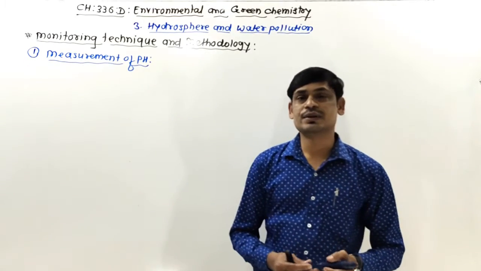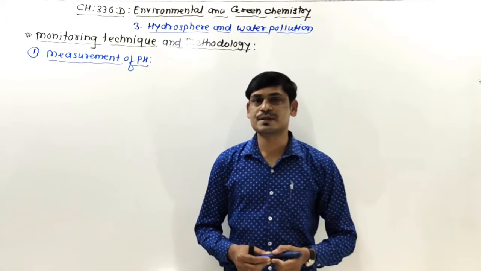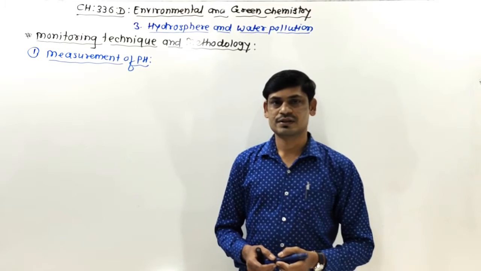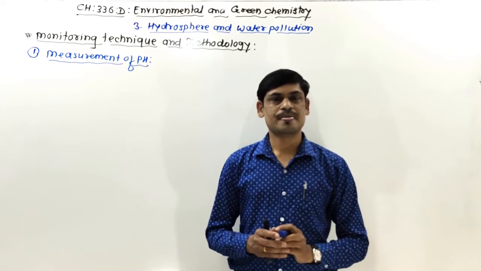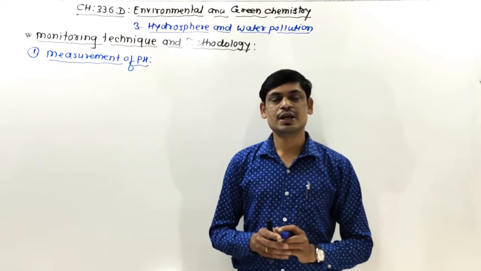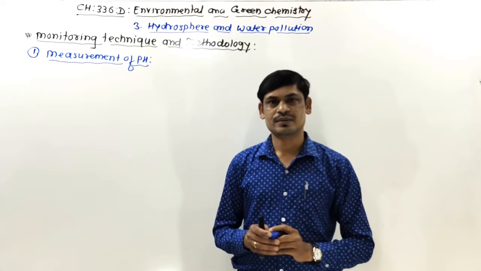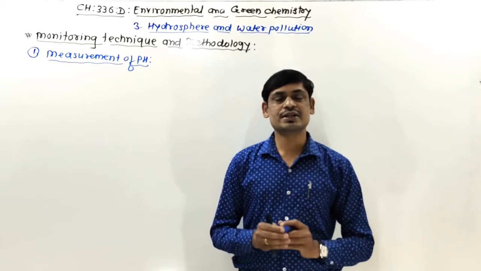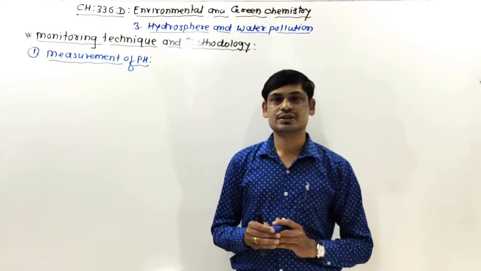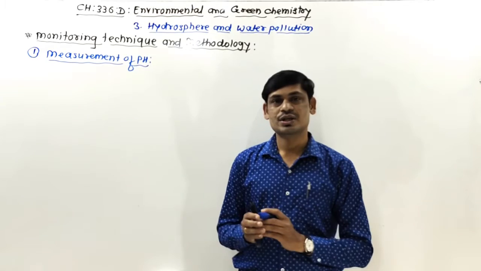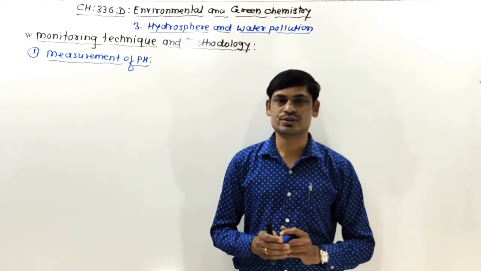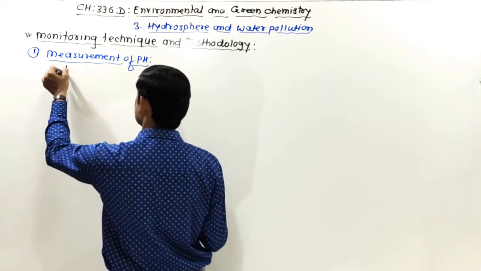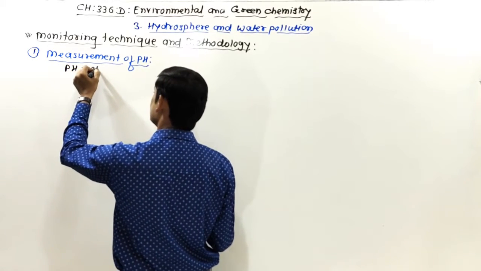pH is nothing but the negative logarithm to the base 10 of H plus ion concentration, that is, the activity of H plus ions. The pH of a solution is measured by using a pH meter with the help of a glass electrode, which generates a potential that varies with a change in H plus ion concentration of the solution.